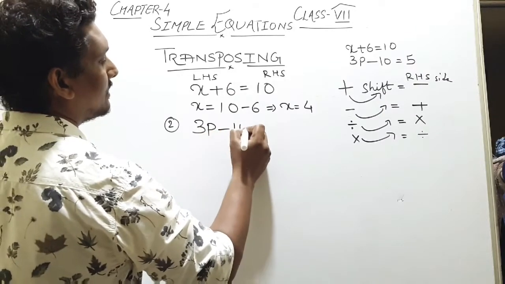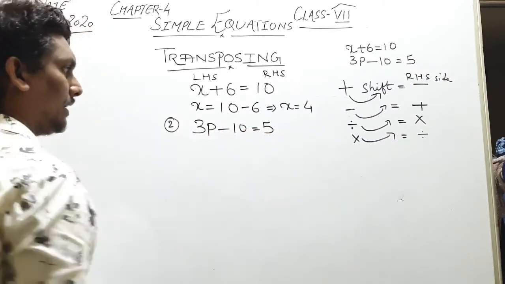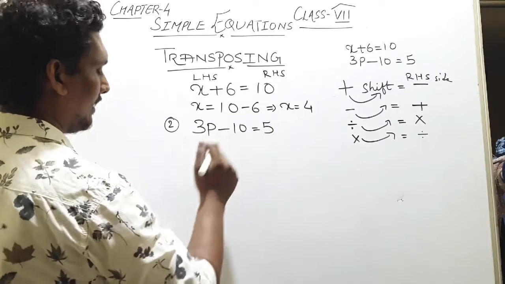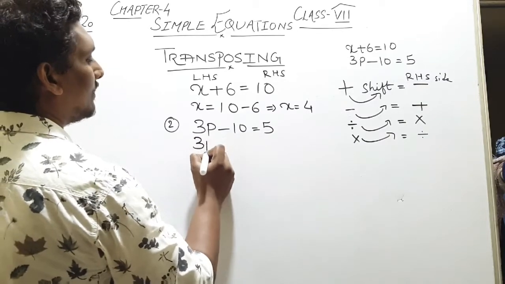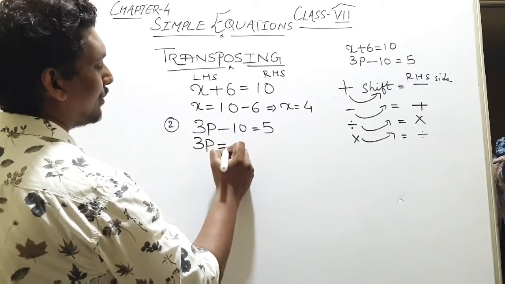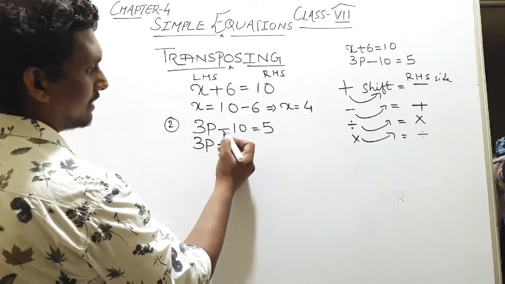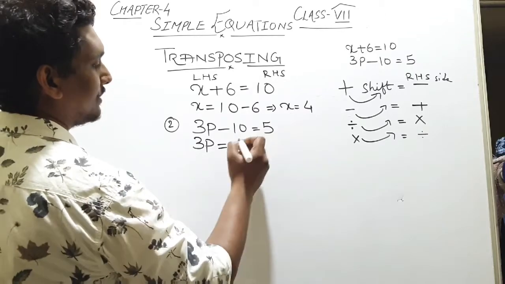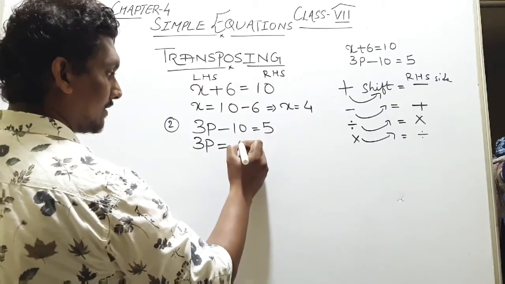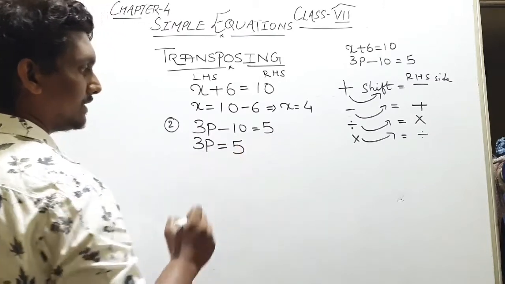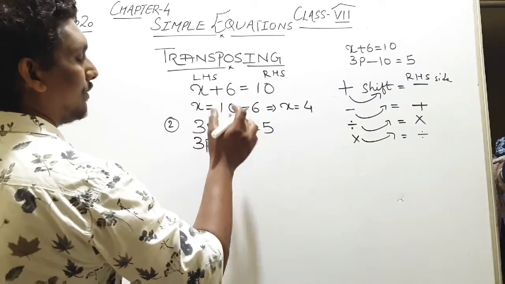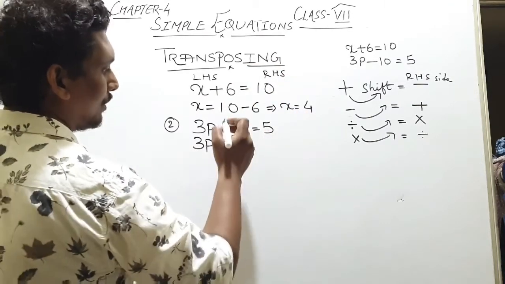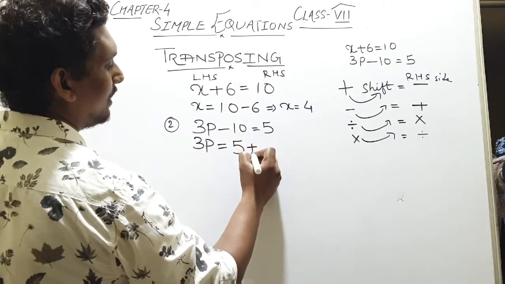Okay, same way, same example, the next one I am taking: 3p minus 10 is equal to 5, right? So I am going to shift this minus 10 to this side. 3p will remain as it is, and this minus sign we are going to shift to the RHS side, so this minus will become plus. First, this 5 you have to write as it is. Only the shifting number, what you are going to write on the RHS side, you have to write after this number.